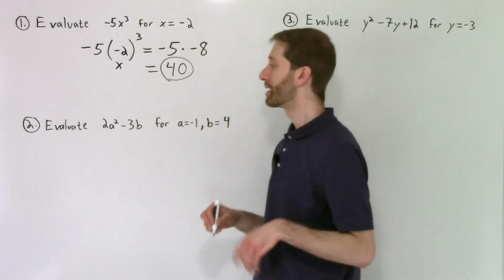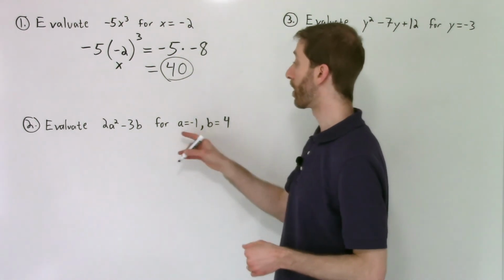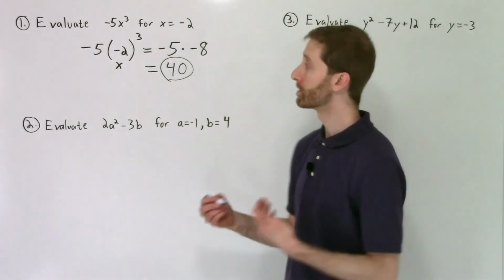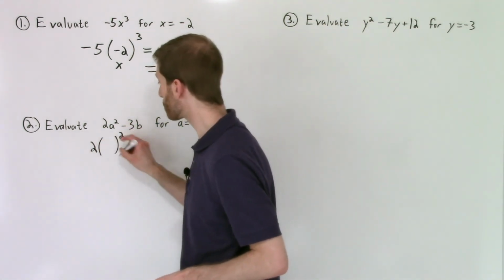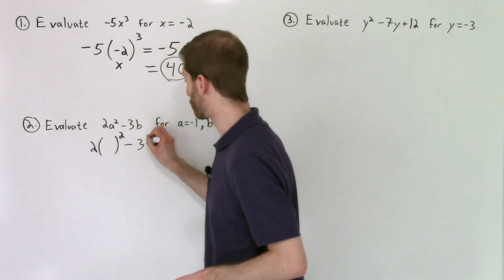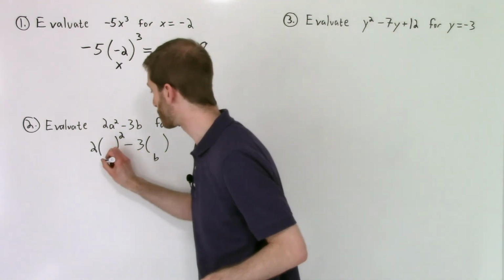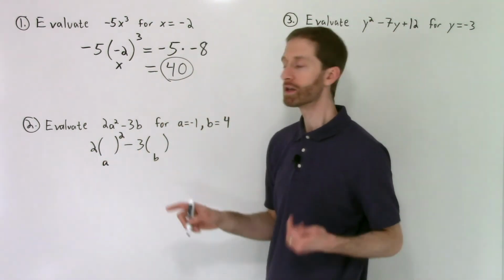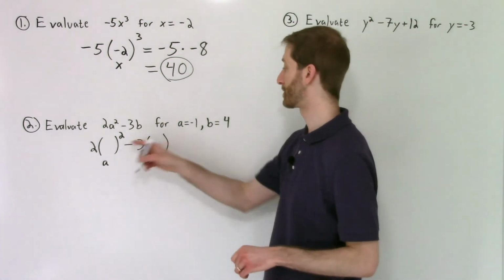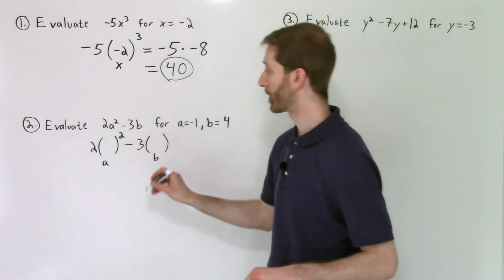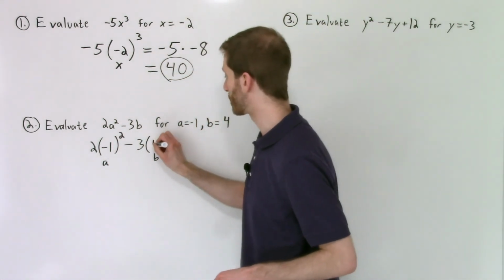On to number 2. This says evaluate 2a squared minus 3b for a equals -1 and b equals 4. Similar to the last problem, we're going to put parentheses where the variables are. So we're squaring a, minus 3 times an unknown amount b. If it helps, you can remember that that's b and that's a, so we don't confuse the fact that this empty spot is different in terms of the value that goes there than the first empty spot. So -1 gets replaced for a, so we have -1 squared, and then b gets replaced, and that is 4.